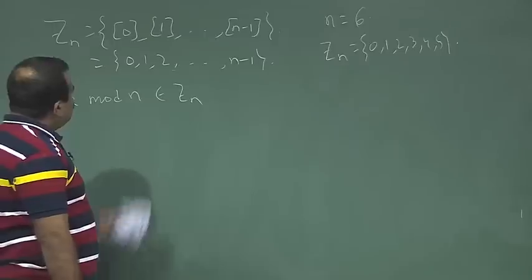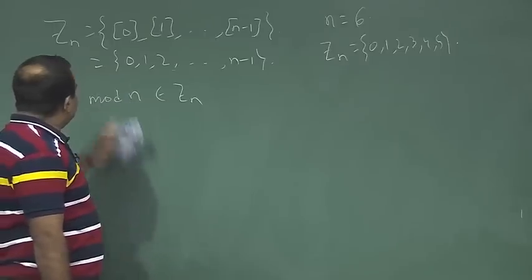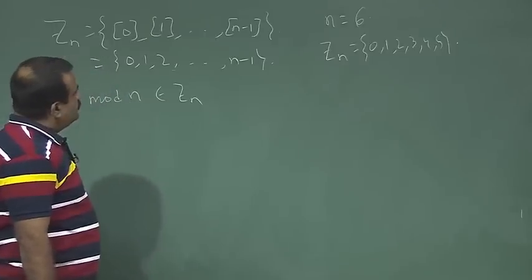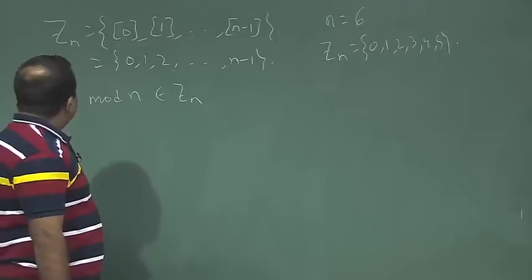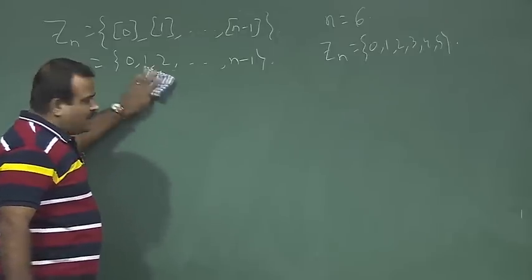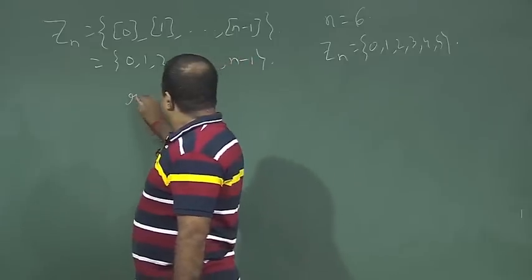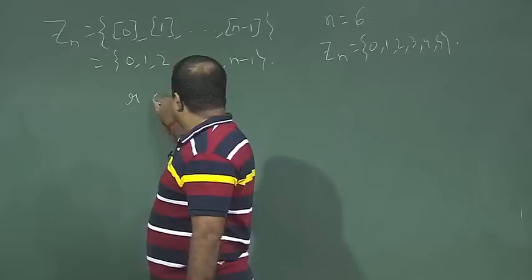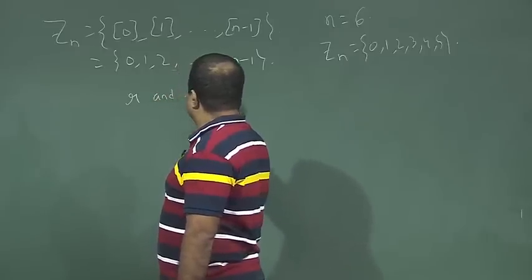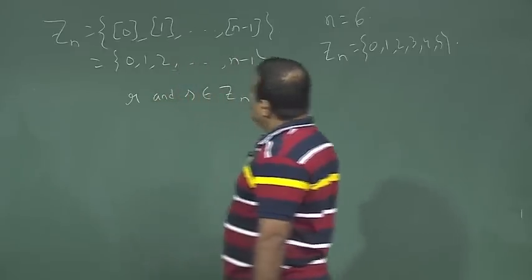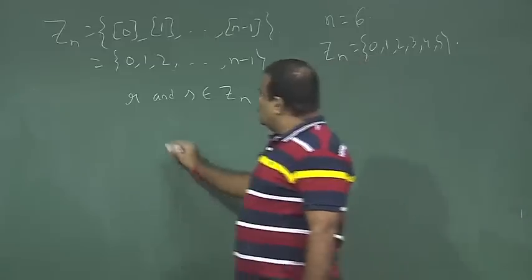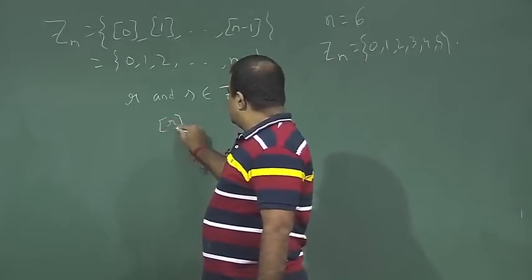Now, we will define an addition on this set Zn. How can we define addition on Zn? Suppose we take two elements from Zn, r and s. So, we define, so basically we can write this in this sense.